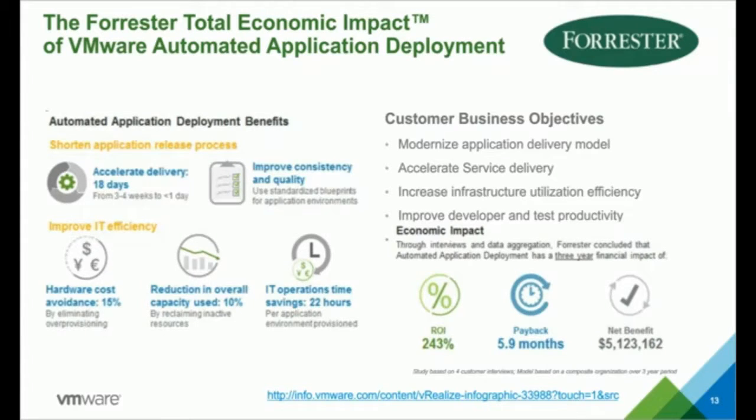Now, just to be clear, the economic model developed by Forrester doesn't include any business benefits related to competitive advantage and new business opportunity that resulted from delivering new functionality to market faster, because that's fairly subjective and difficult to quantify. However, using just the productivity improvements and hardware savings resulted in a 3-year ROI of 243% with a break-even of less than 6 months.